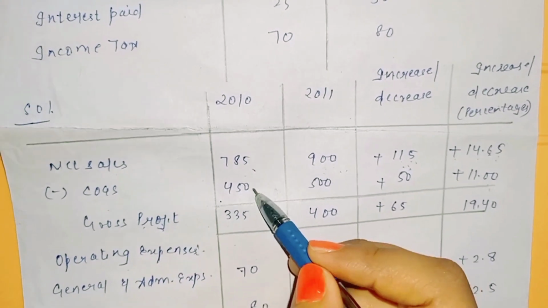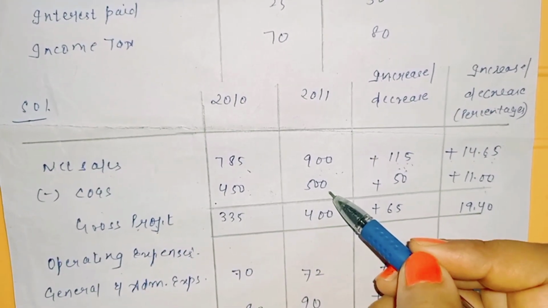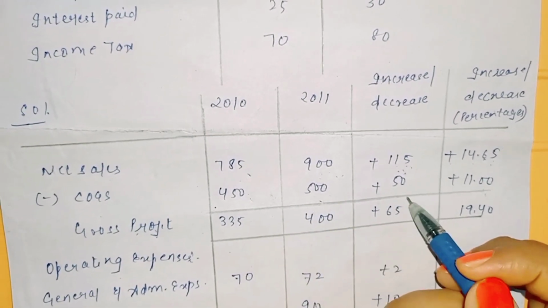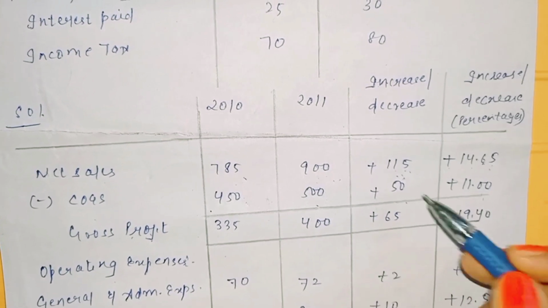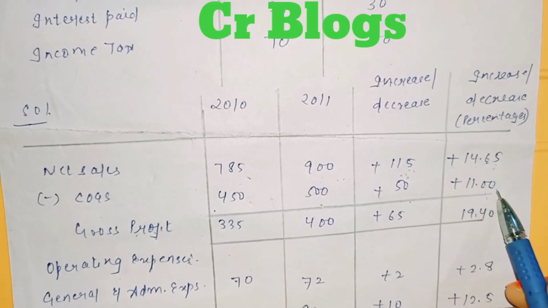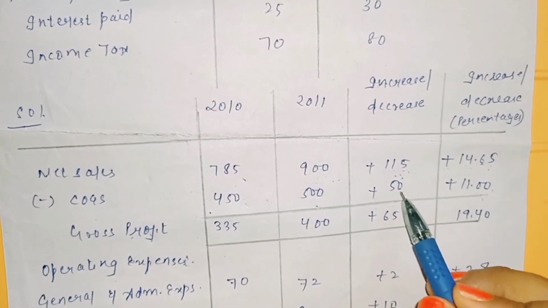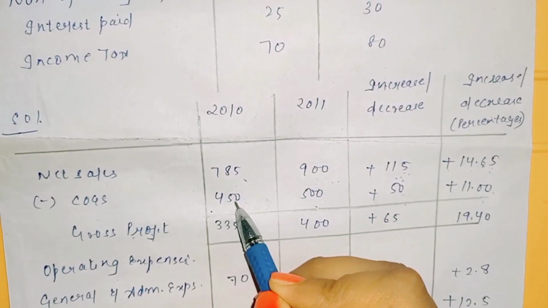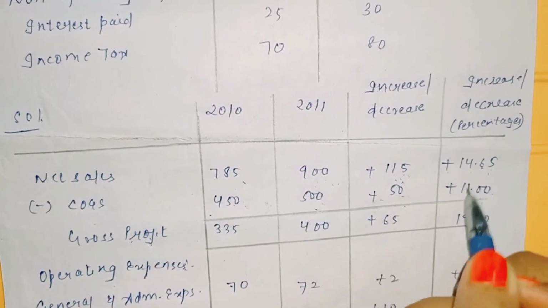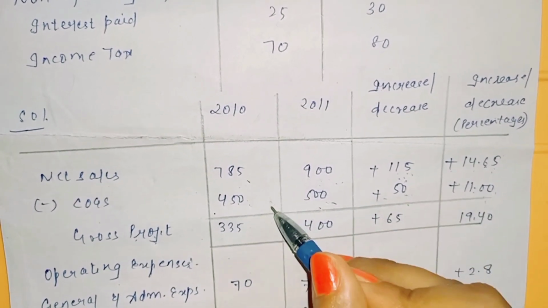So cost of goods sold has been given for 2010, that is 450, and for 2011 it is 500. Again there is an increase of 50,000 from 2010 to 2011. Then there is an increase of 11%. If we want to find out the percentage, again we will have to divide the increase or decrease by the base year. We are not supposed to divide our increase or decrease by the current year. We will have to divide the increase or decrease by our base year.